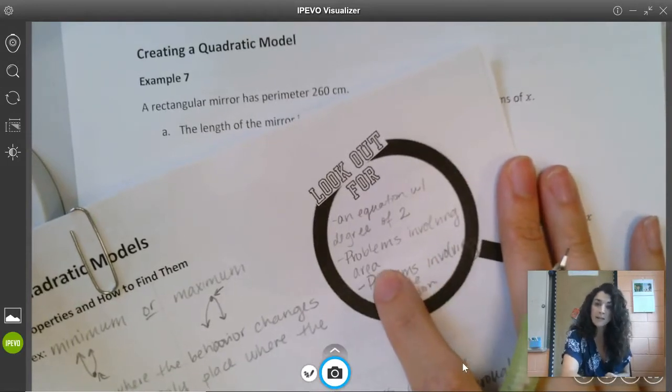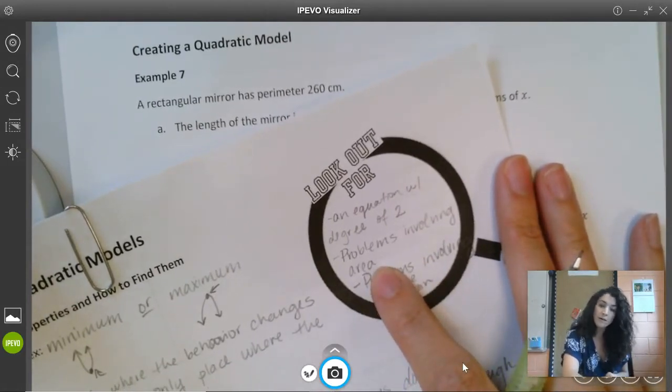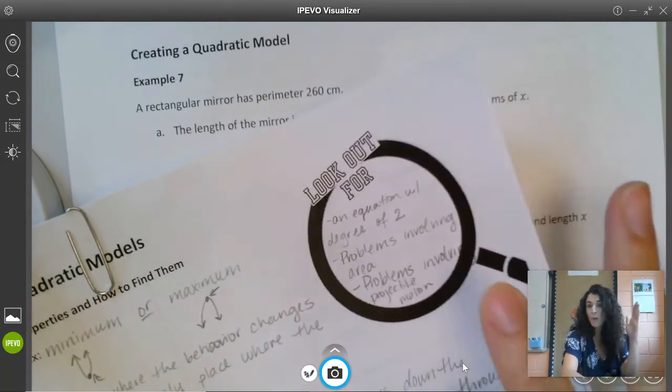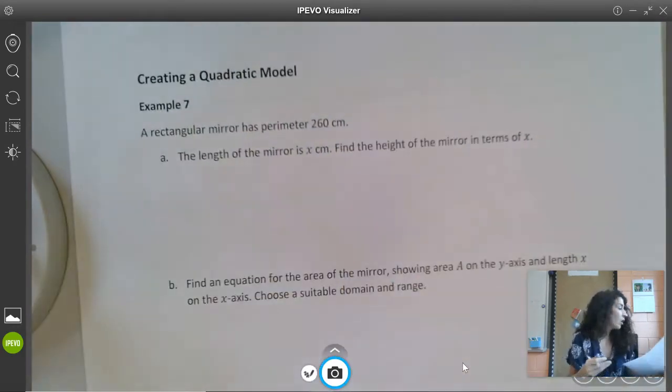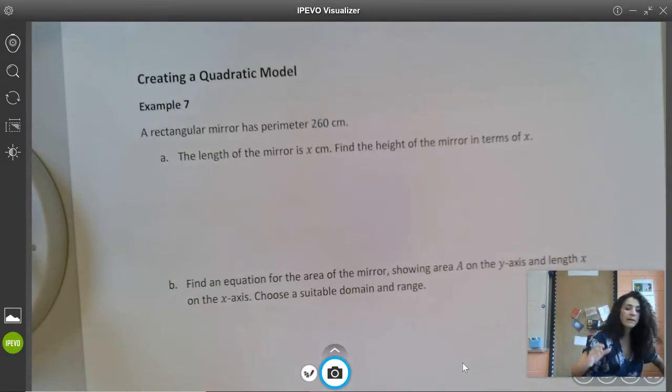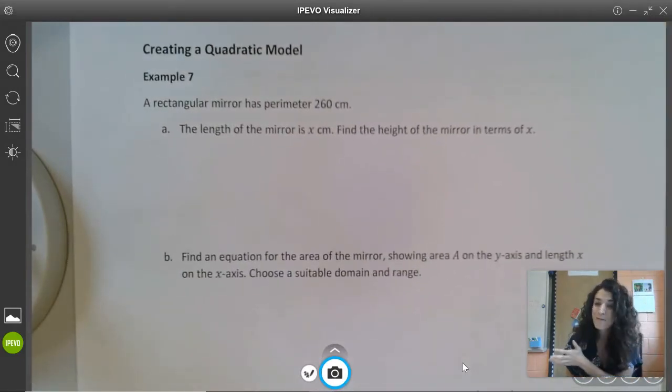One of the things is that any problem involving area will be a quadratic model, because you're taking one dimension, which is x, and another dimension, which I know is y, but for this case, and you'll see how this happens, also x. If you're multiplying them together, x times x, you get x squared. So for your quadratic equations, area will always provide you with a variable squared. Also projectile motion, as you can see there, but that's not what this first problem is. This first problem is about area.